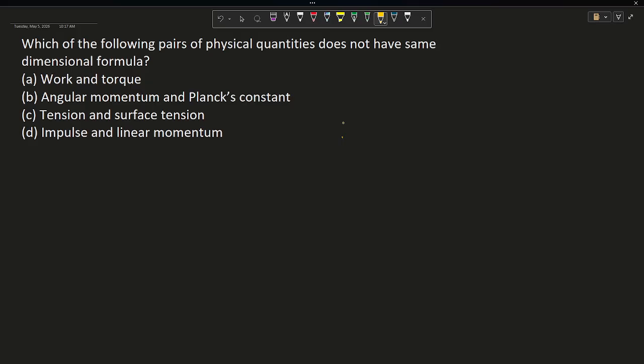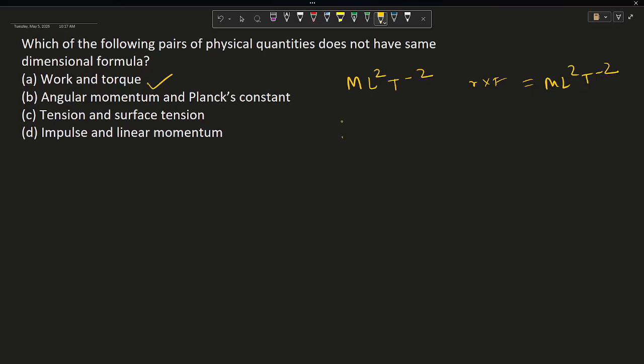Which of the following pairs of physical quantities does not have the same dimensional formula? Work done has the dimensional formula ML²T⁻², and torque means r cross F, so it will obviously be ML²T⁻². So work done and torque both have the same dimensional formula.